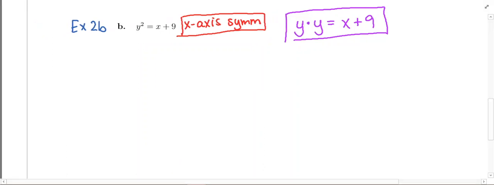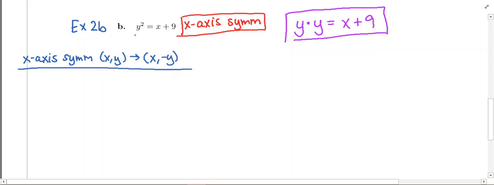All right, so let's get started with x-axis symmetry. For x-axis symmetry, we know that basically if we start with a point, since it's x-axis symmetry, x will stay the same and y will change signs. So we're going to go to the purple box here. Everywhere you see a y, you want to replace it with negative y. So instead of y times y, we're going to have negative y times negative y. And then that's going to equal x plus 9. Okay, that's the only replacement we need to make: the y's become negative y.